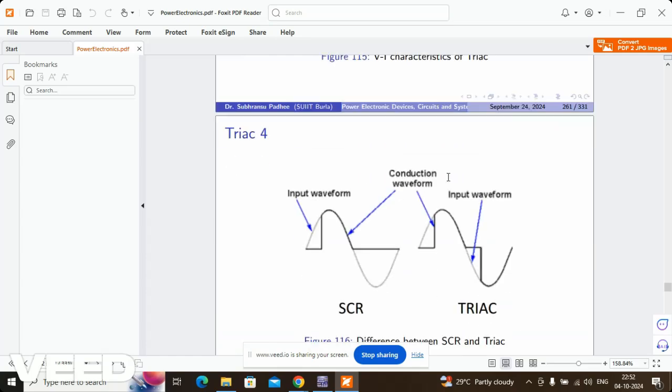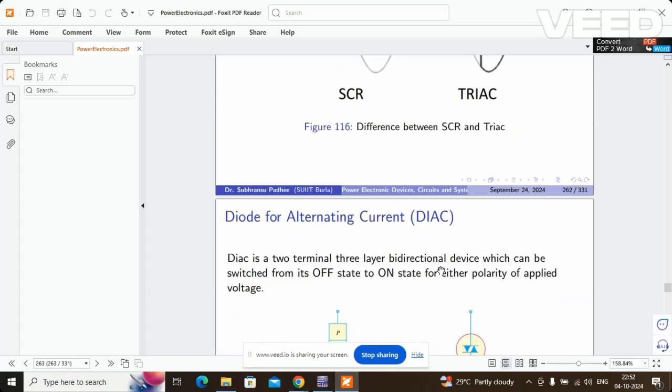Now see the major limitation of SCR and the advantage of Triac over it. In SCR, whatever the input waveform, only the positive half cycle was conducting and the negative half cycle was never conducting. But in Triac, both the positive as well as the negative half cycle are conducting. You can see the firing angle alpha, and this is pi plus alpha. So you have an input waveform, and this is the conduction waveform.